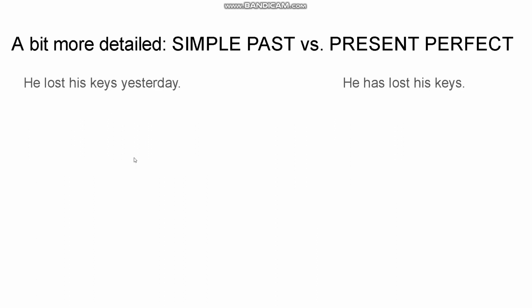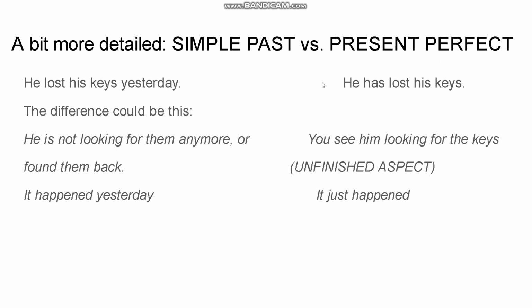Oh, and then I had one last example. He lost his keys yesterday versus he has lost his keys. Once again, very similar sentences, but you already know here the losing. It's over. Yesterday was another day. If you say he has lost his keys, most of the time this implies that you see him either looking for the keys and you say, oh yeah, he has lost his keys. It's just happened and he hasn't found them again. It still has implications for the present. So that's the difference here.